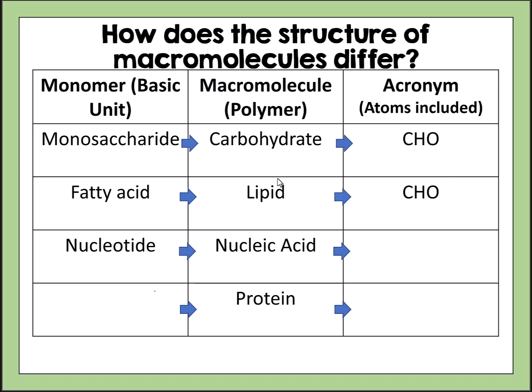Nucleic acids are made of nucleotides, and they contain carbon, hydrogen, oxygen, nitrogen, and phosphorus. And then amino acids make up proteins, and they contain carbon, hydrogen, oxygen, and nitrogen. Just a quick little graphic so you can look at all of the information that we just went over.